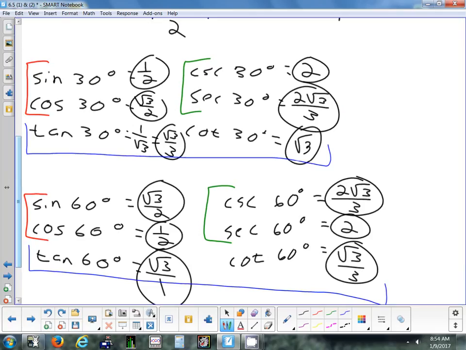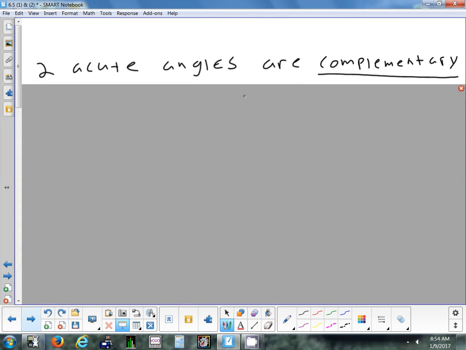What kind of angles are those? Another pair would be like 70 and 20. Or 10 and 80. Yeah, these are complementary. So there's a special pattern here when you have angles that are complementary and you look at cofunctions. Okay, and we're going to look at that right now.